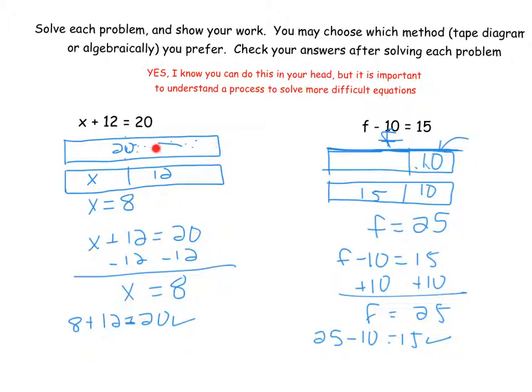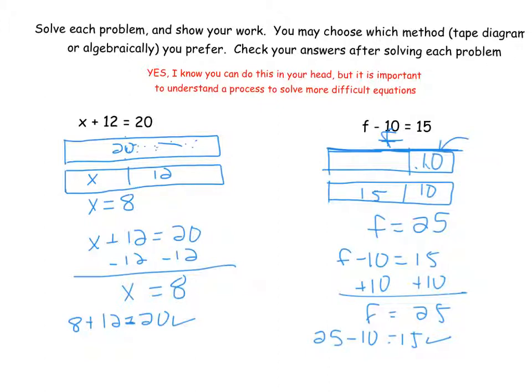So I started with my big number because this was addition. I knew this was the biggest number. So if I had my 20 and I had 12 taken away, I'd be left with what my x is. So what number plus 12 is 20? So I can see that we have 8 left. If I did it algebraically, what would we have to do to this plus 12 to get it to 0? It's added, so we'd have to subtract, so the additive inverse. That leaves just x on this side, and 20 minus 12 is 8 on this side. And then I checked my work, 8 plus 12 is 20.